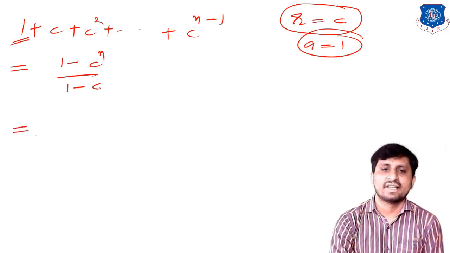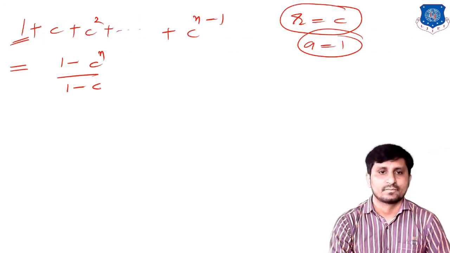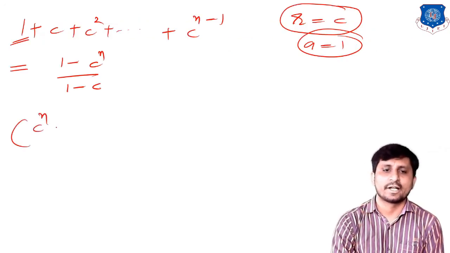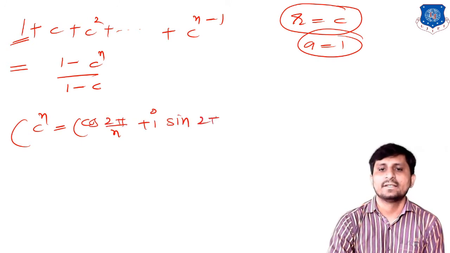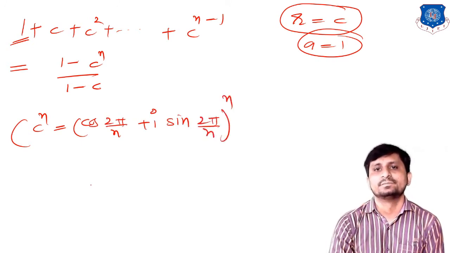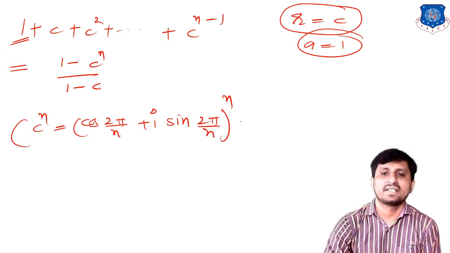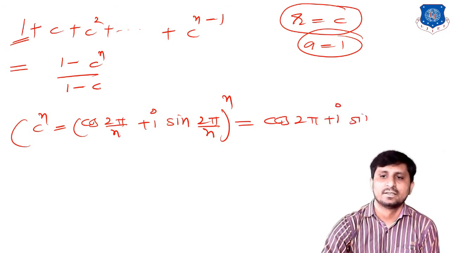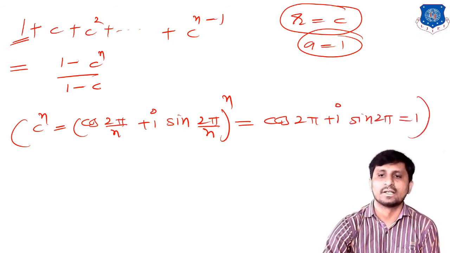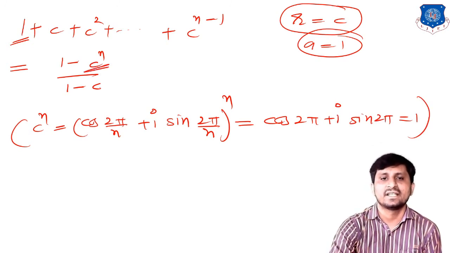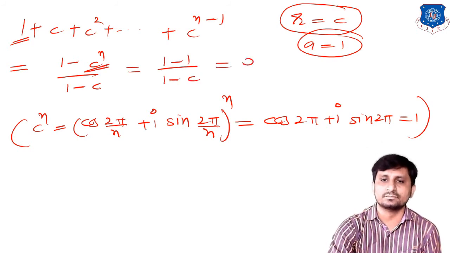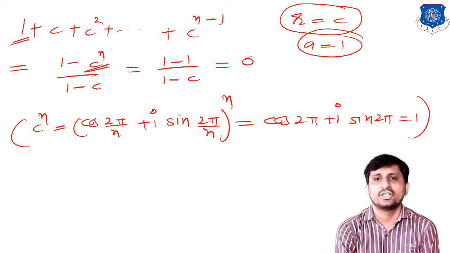Now what is the value of c raised to n? Okay, what is the value of c raised to n? c is what? cos 2 pi by n plus i sin 2 pi by n raised to n, right? And using De Moivre's theorem, this is exactly cos 2 pi plus i sin 2 pi, and that's why this is equal to 1. So the value of c raised to n, that is 1. So now we have 1 minus 1 upon 1 minus c. So that's why the summation of all nth roots of unity is 0.